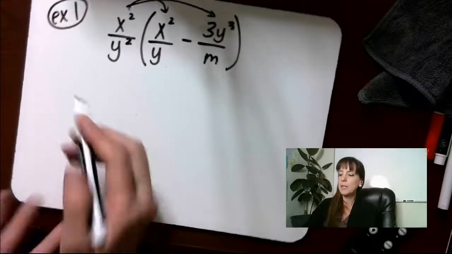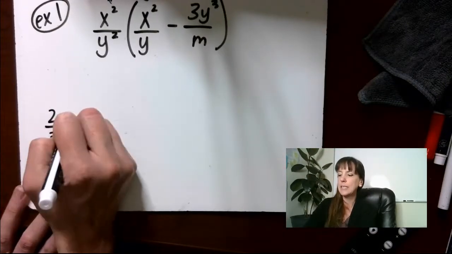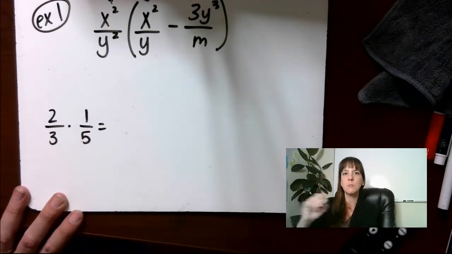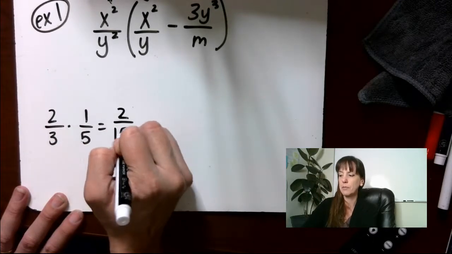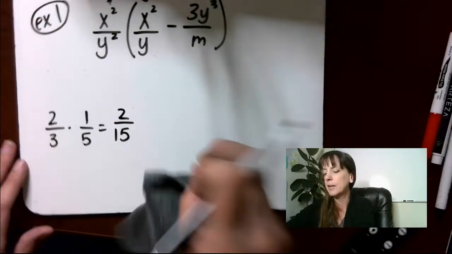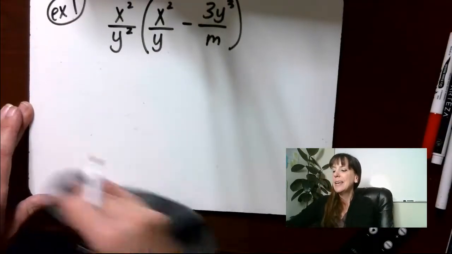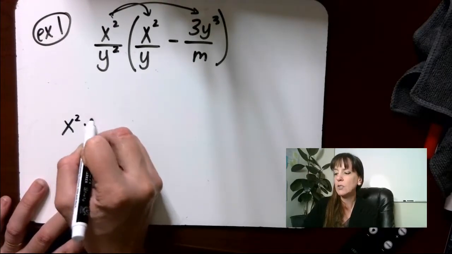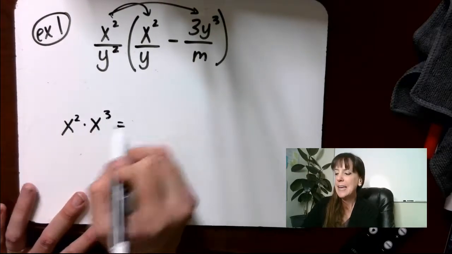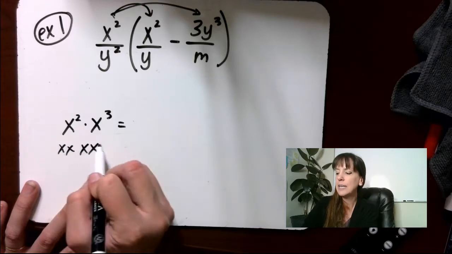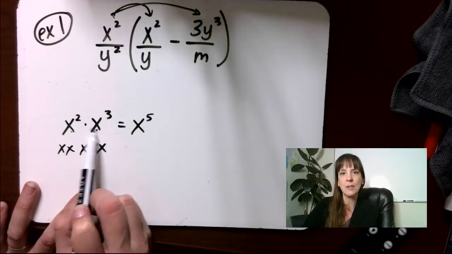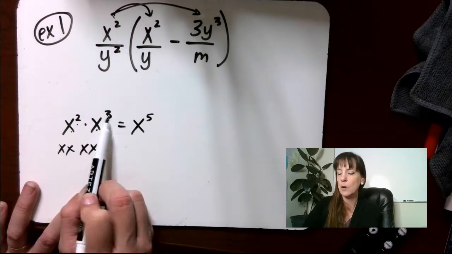Now, just a friendly reminder, when we have 2 over 3 times 1 over 5, when we multiply fractions, we multiply straight across the top, straight across the bottom to give us 2 over 15. We're going to do the same thing. The other thing that you need to keep in mind are the rules of exponents. x squared times x to the third, that's 2 x's plus 3 x's gives us x to the fifth. So even though we're multiplying the bases here, we end up adding those exponents.